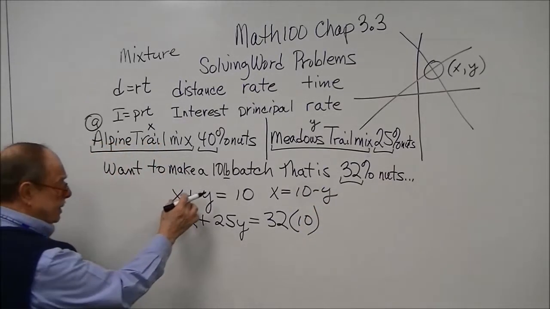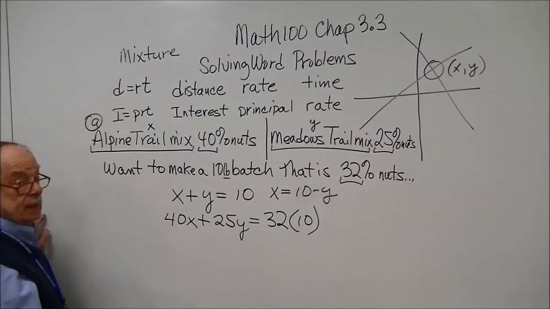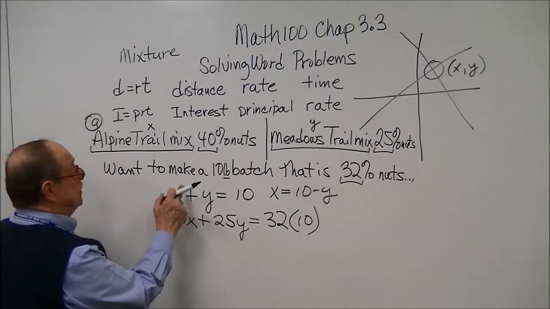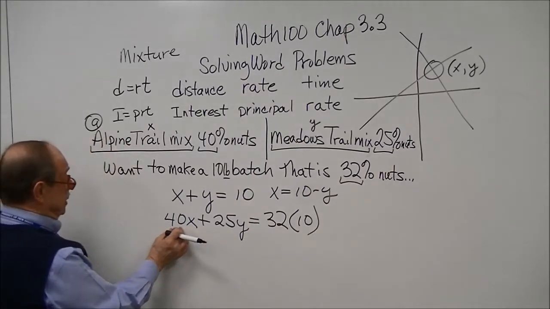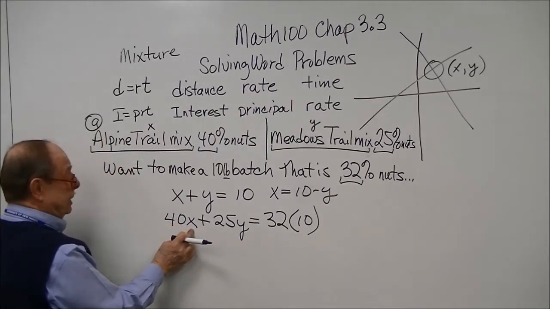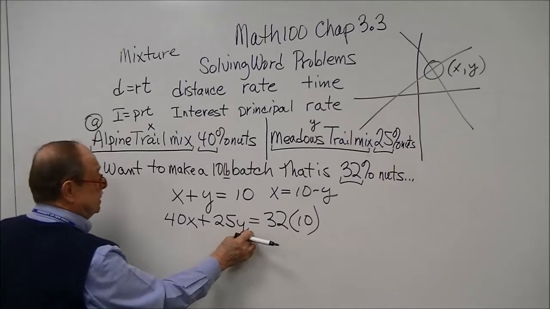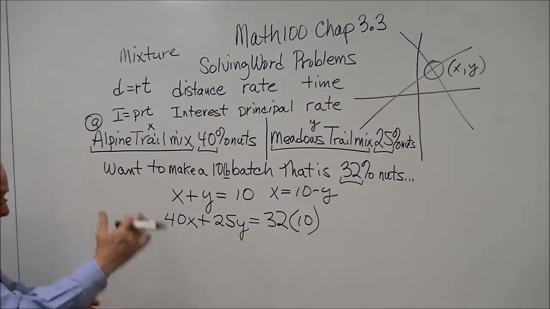Now, could you have used the other letter? Absolutely. But you remember, you have to define which mixture you're dealing with. And you do so by putting the 40% with the X, 25% with the Y. And then the algebra takes over.